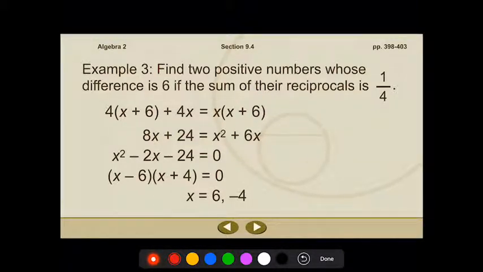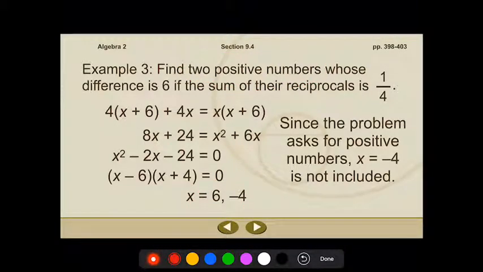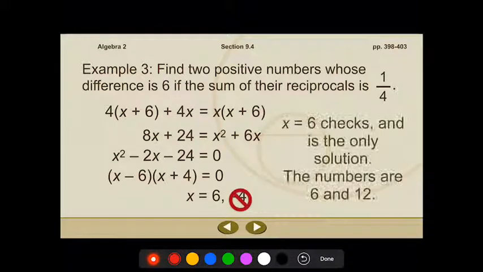But remember, if you look at the original problem, notice it says two positive numbers. These are not two positive numbers, so only one of them is going to be included in my answer, which in this case is 6. So 6 is an answer. It does check out. It works. So the numbers are 6 and 12. The reason I know it's 6 and 12 is because the difference of two numbers was 6. If I ask myself what minus 6 is equal to 6, I've got to substitute it back into that equation, and that obviously would be 12.